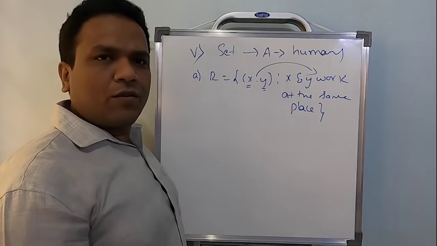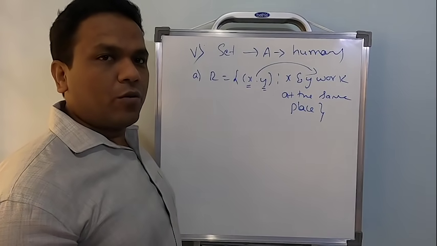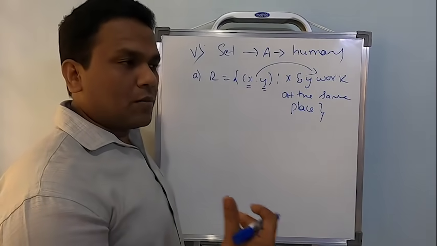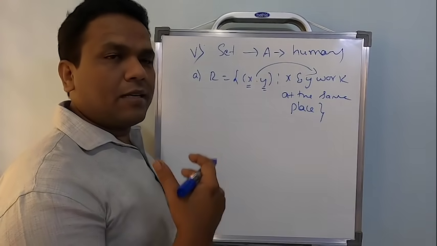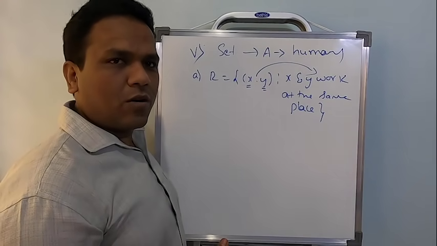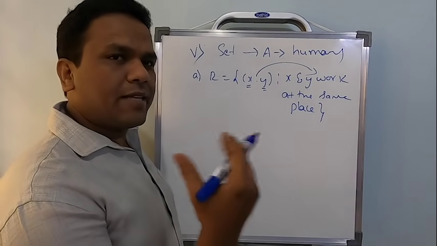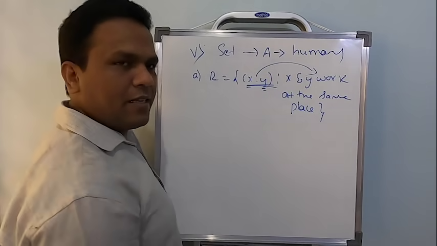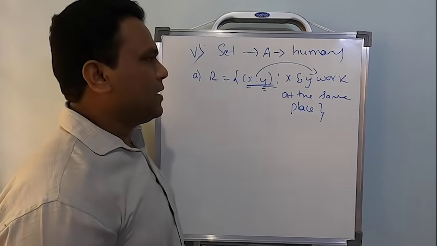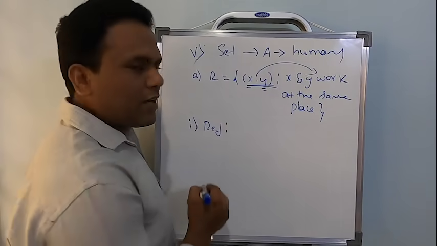In a town there will be so many human beings, right? I may go to a different place to work, someone else may go to a different place to work. Then I cannot consider that as one ordered pair. If I and one of my friends both go to the same place to work, then that type of ordered pair will exist in the given relation. That's the explanation. So let us see how it's going to be reflexive.